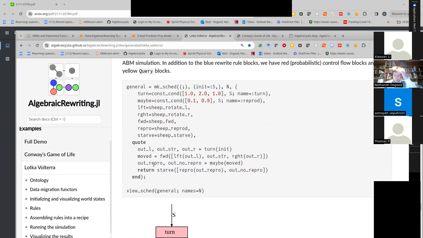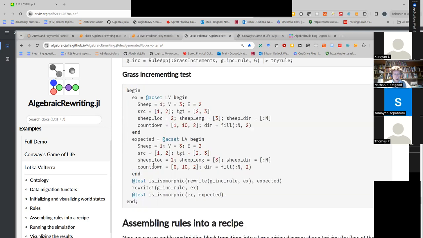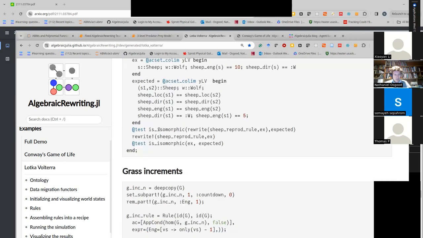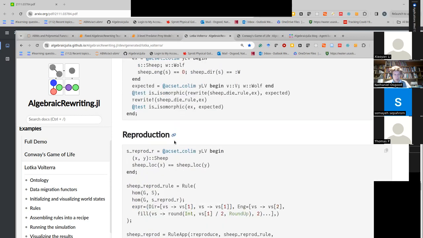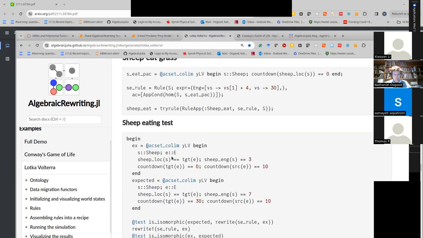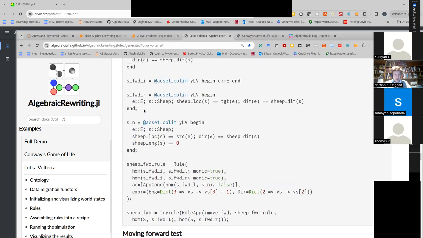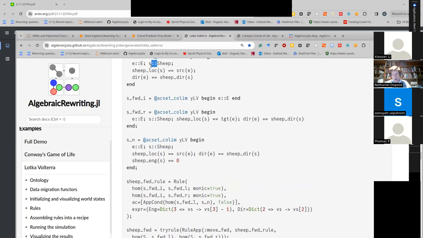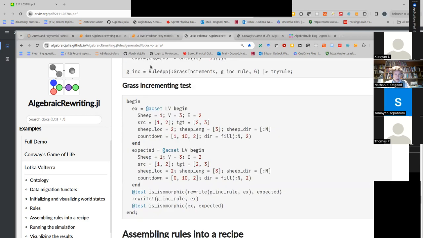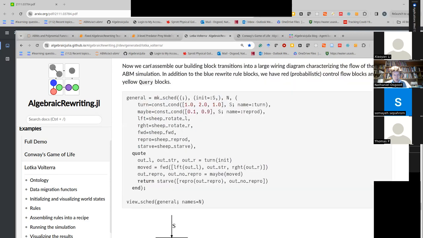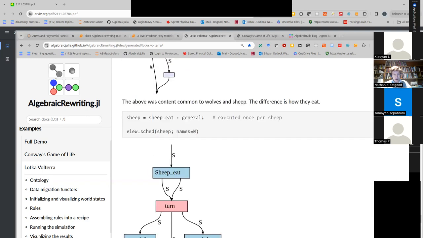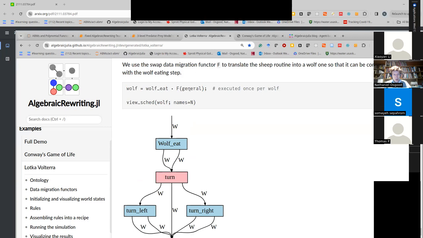sheep forward, sheep rotate left, sheep rotate right, right? They're all based on these AC set co-limits, which have reproduction for sheep, right? Here moving forward, they are defined on sheep. And the beautiful thing is that we can take that F and apply it here to this.